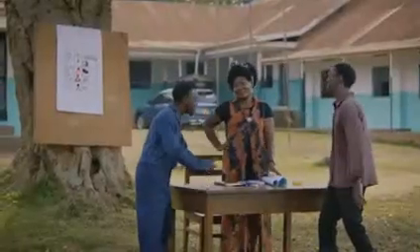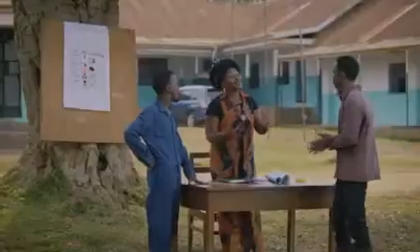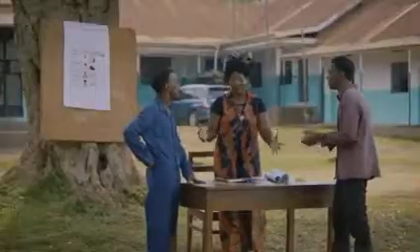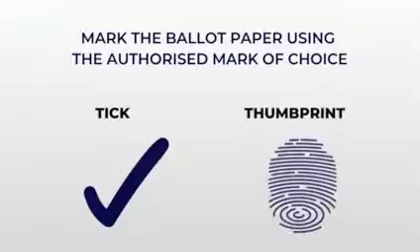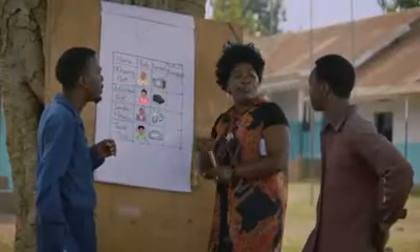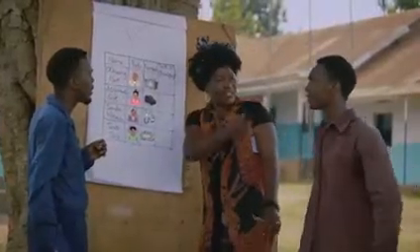Oh, Madam Sir, please take us through the process, because some of these people are first-time voters. It's not complicated. It's very simple. Let me take you through what you need to know to ensure that the ballot paper is marked properly. Come, I show you. This is how the ballot paper looks. You mark the ballot paper using the authorized mark of choice, either a tick or a thumbprint. So you can choose to use either a pen or a stamp pad. Exactly. Both of them are provided at the polling station.